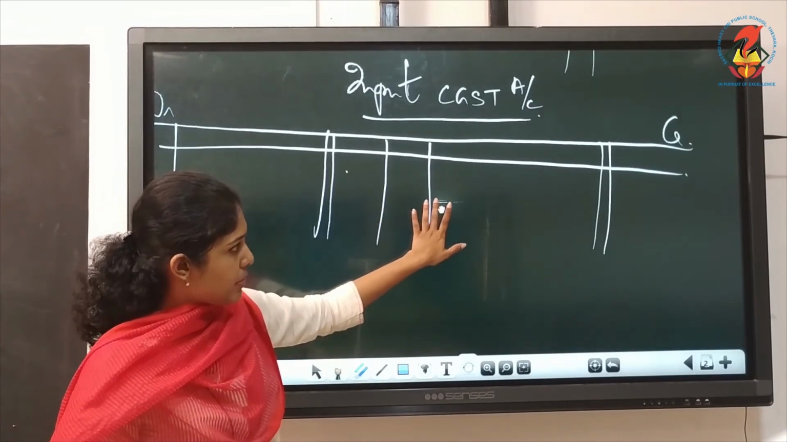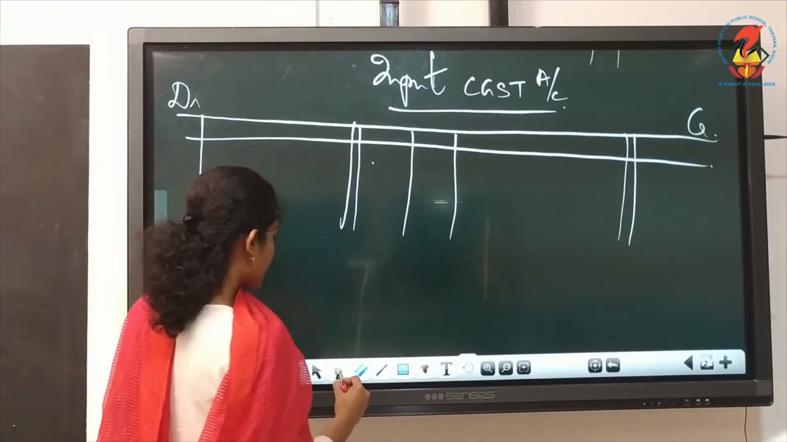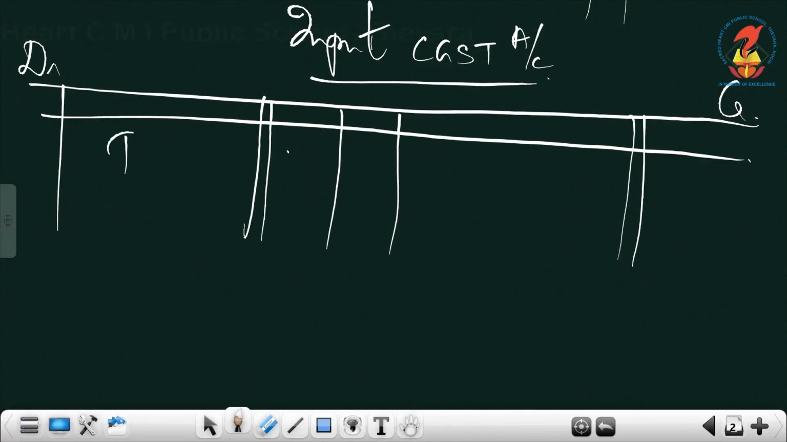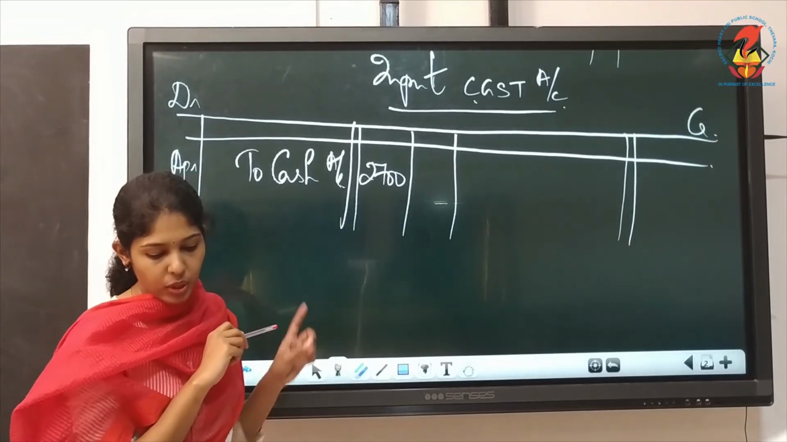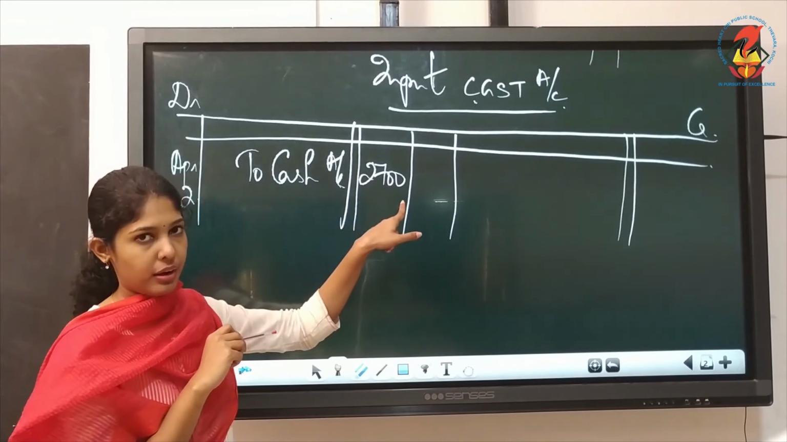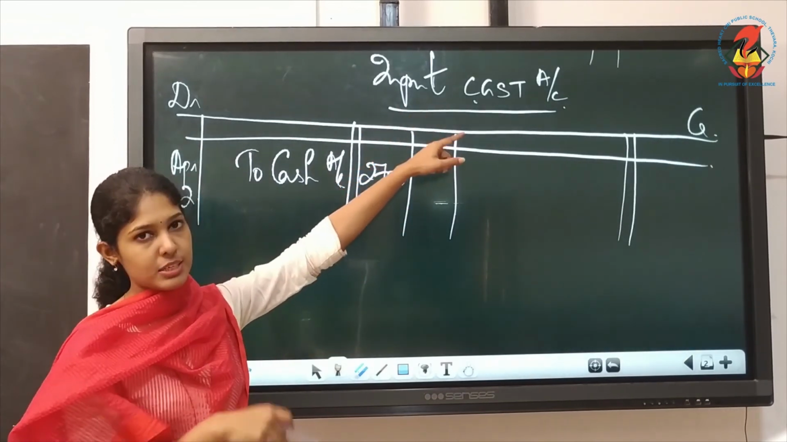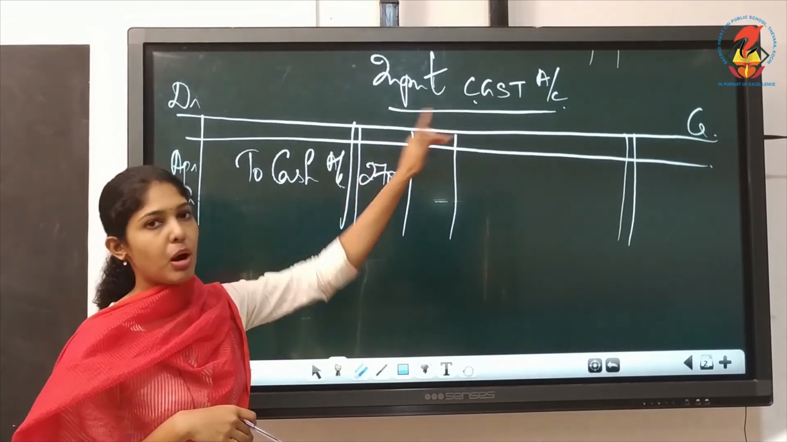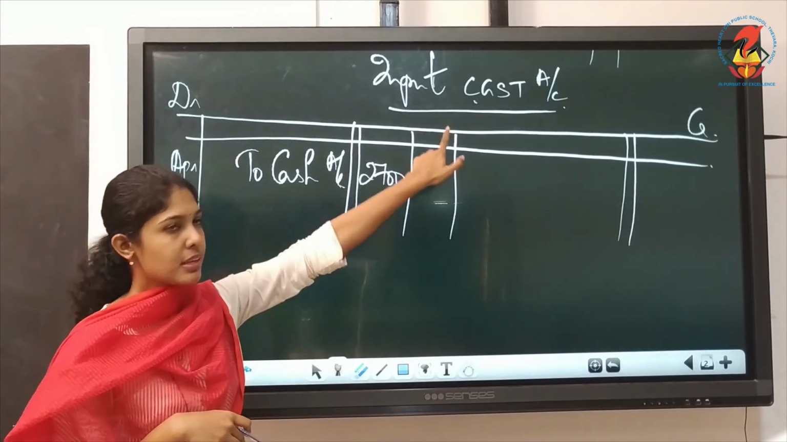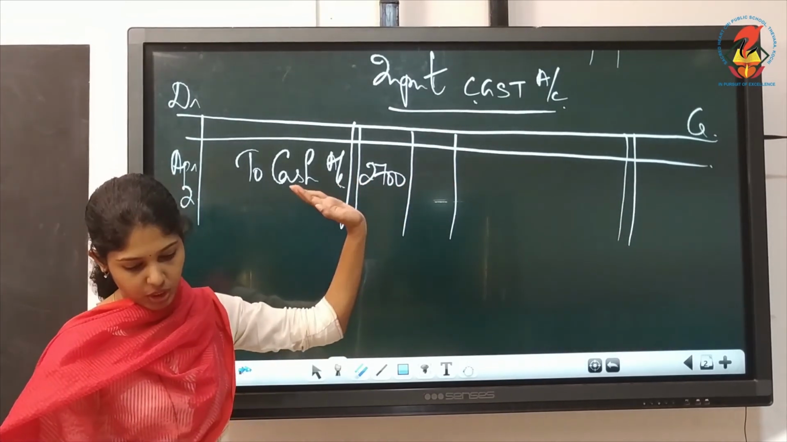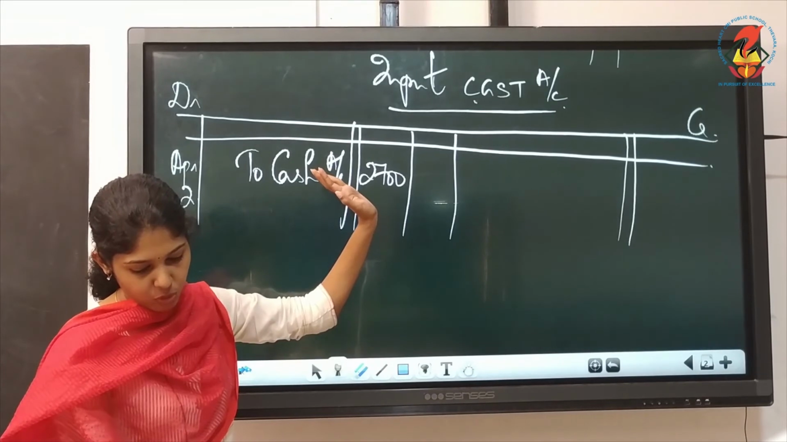So, on the debit side, you must write it as to cash account. The date is on April 2nd. The amount will be the amount written against CGST. Don't write to cash 35,400. What you are preparing is CGST account. So that amount you must write. What is written against CGST? You must write here. We have done these types of questions before.